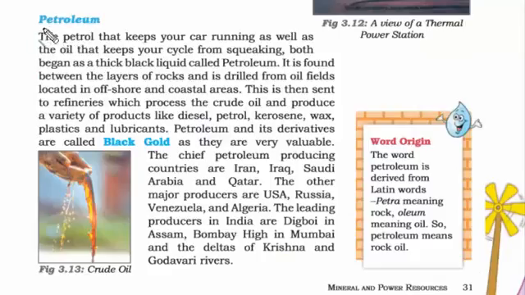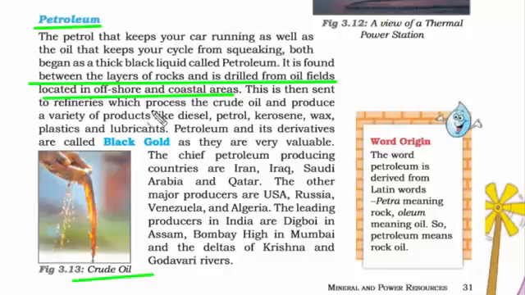And the next type of energy is petroleum. They are found between the layers of rocks and are drilled from oil fields located in offshore and coastal areas. So remember this, we always extract crude oil first. And after processing in refineries, we produce a variety of products like diesel, petrol, kerosene, wax, plastics and lubricants. And petroleum is also called black gold because it is very valuable.